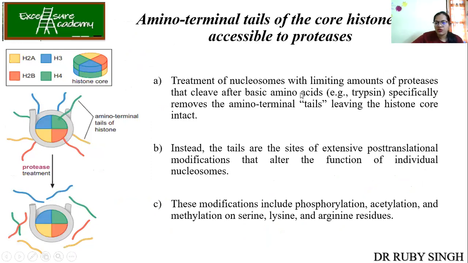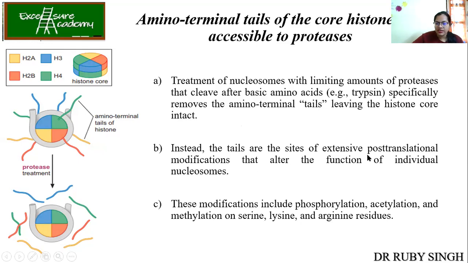So the treatment of nucleosomes with a limiting amount of proteases will cleave after the basic amino acids. That is, we are using trypsin here. It will remove the amino terminal tails, leaving the histone core intact. So that is the important thing, that your nucleosome should remain intact. Okay? So now what you see over here is that the N terminal of each histone protein is exposed. That's why you will see that over here 8 N terminals are there because it's an octamer. So 8 N terminals you can see. Now what happens when you give the protease treatment? These will be chopped off, leaving the histone core intact.